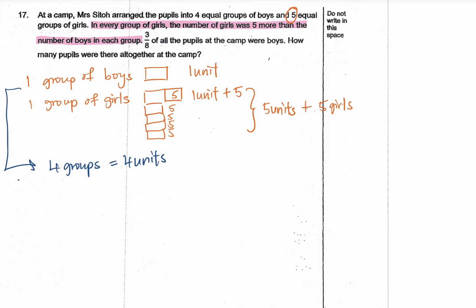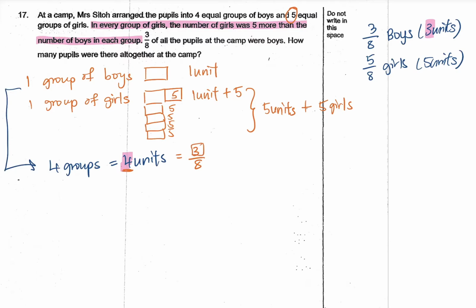3 out of 8 of all the pupils at the camps were boys. 3 over 8 were boys. This means that 5 over 8 were girls. This is 3 units and this is 5 units. Now notice that they are different. This is 3 and this is 4, but they're actually the same because there was no movement in and out of the group. So we need to make 4 and 3 the same.